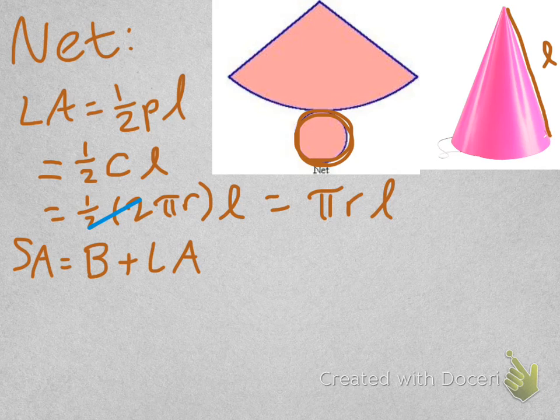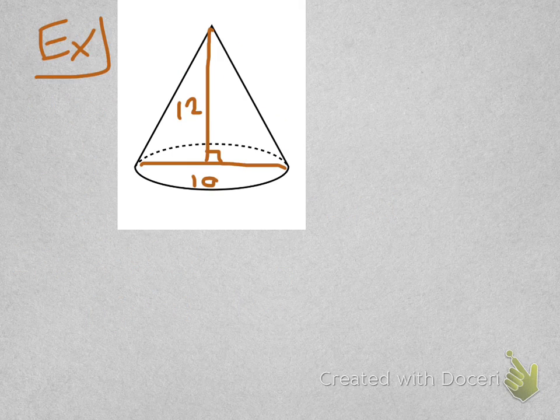And the base of a cone is just a circle, so really this is just pi r squared. That's the base there. It's pi r squared plus the lateral area pi r L. So pi r squared plus pi r L. Let's do an example. If I tell you that the diameter of this cone is 10 and the altitude is 12, I want you to find the lateral area and the surface area.